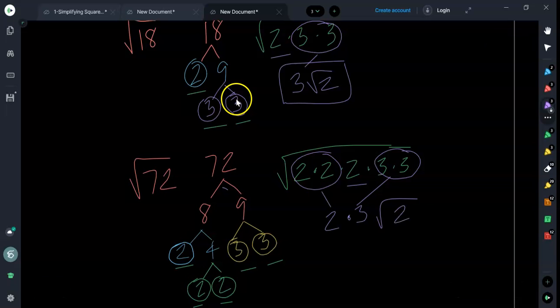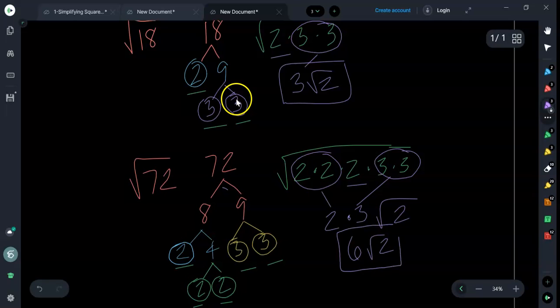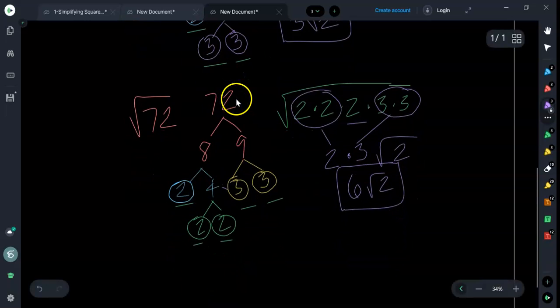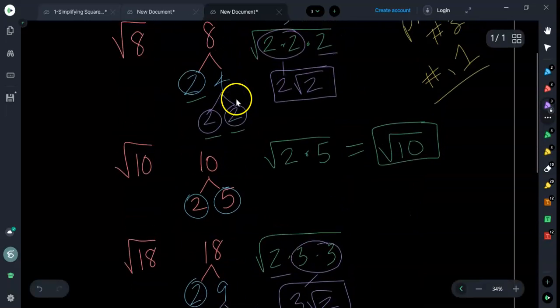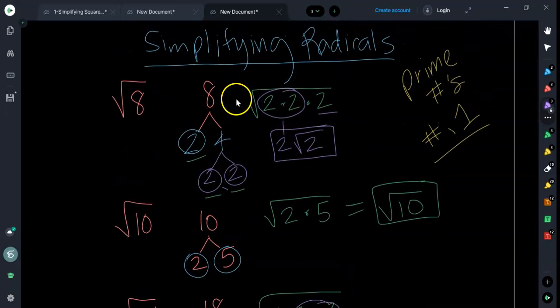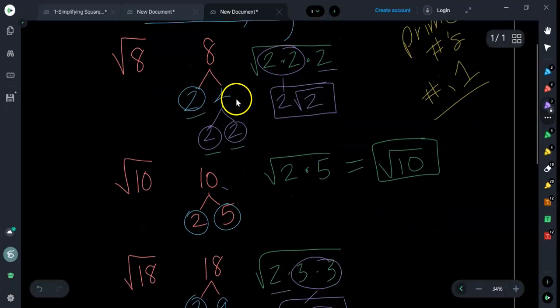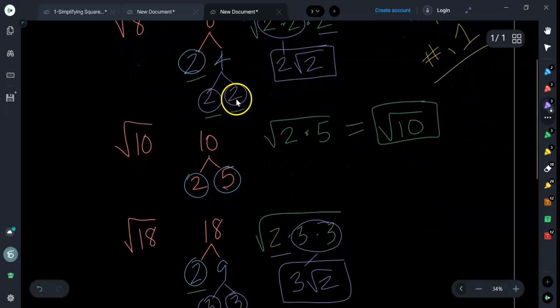So 2 times 3, I'm going to multiply those together, is 6. And I've got square root of 2 left underneath. So that's how you do it with multiple pairs. Each pair is 1 comes out, and you multiply it. So we've looked at simple cases, where you have 1 pair only, like 8 and 18.